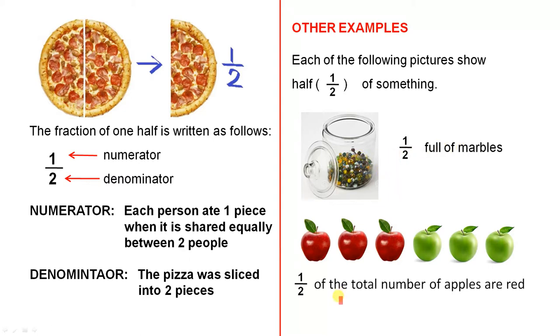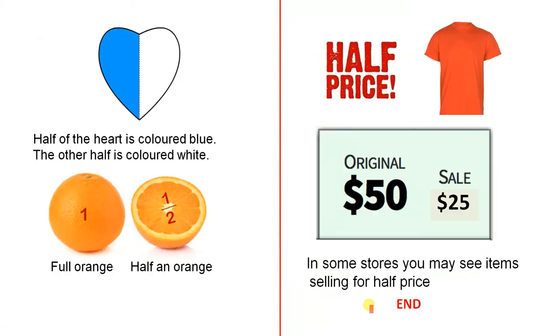Okay? Here we have 3 red apples and 3 green apples. Half of the total number of apples are red, because the total is 6. The red apples are 3, and 3 is half of 6. You already know that, I'm sure. This is a heart, and half of the heart is coloured blue. The other half is coloured white.